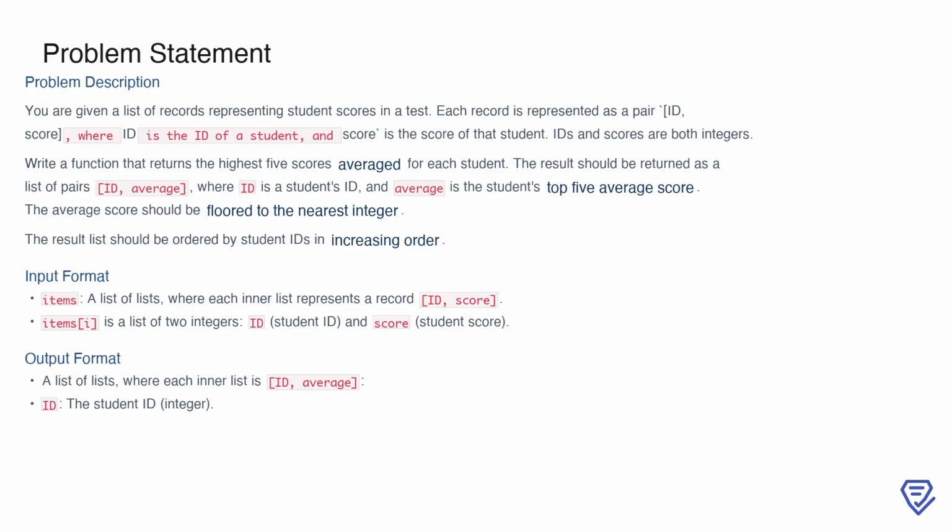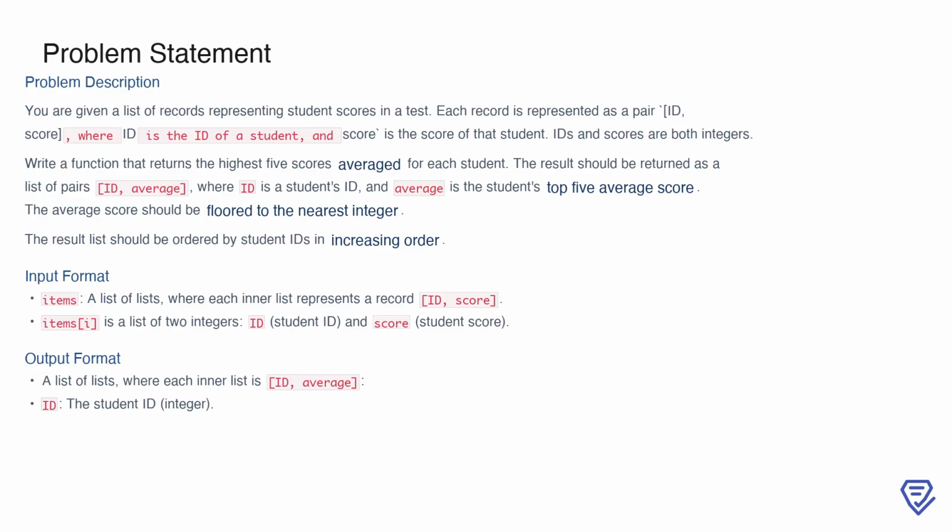In this problem, we are given a list of student records, where each record is represented as a pair, ID, score. The ID represents the student's unique identifier, and the score represents the marks they received on a test. Our task is to write a function that calculates the average of the top 5 scores for each student. The output should be a list of pairs, ID, average, where ID is the student's ID and average is the floor of the average of their top 5 scores.